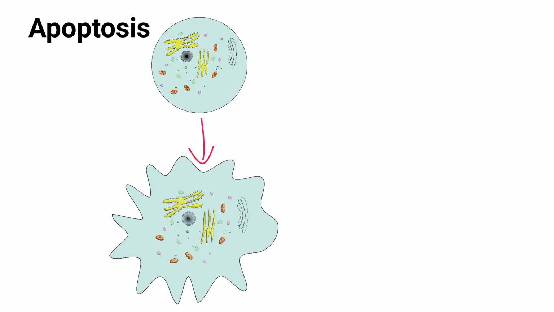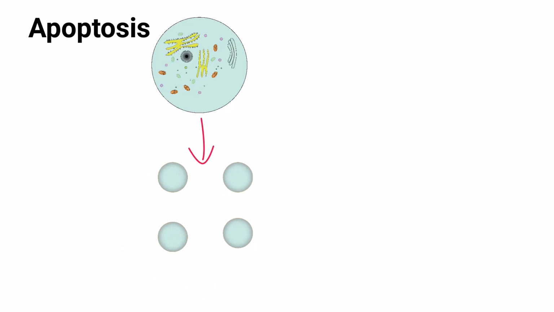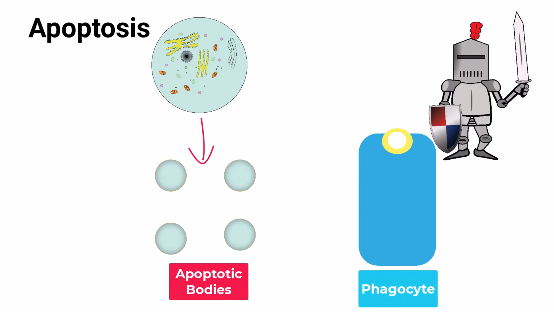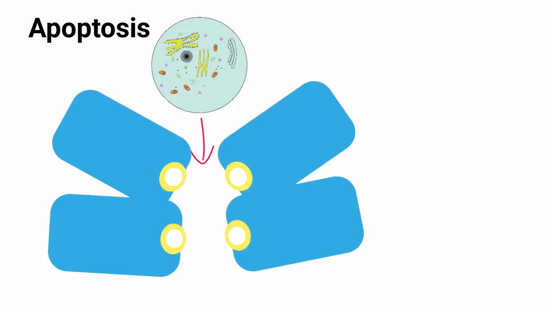On the other hand, in apoptosis, cell membrane expands but other organelles shrink. They shrink and finally form tiny bodies called apoptotic bodies. Later, phagocytes, which are body defense cells, eat and demolish these apoptotic bodies.